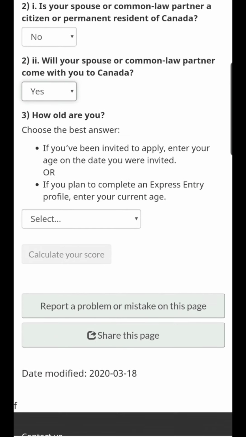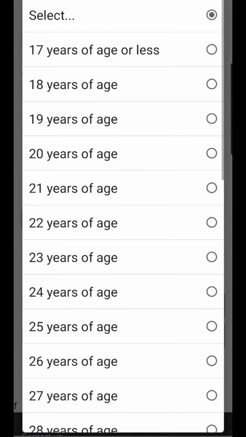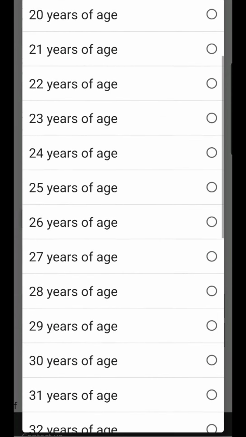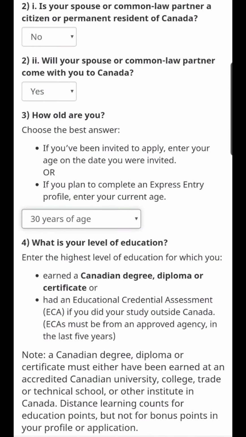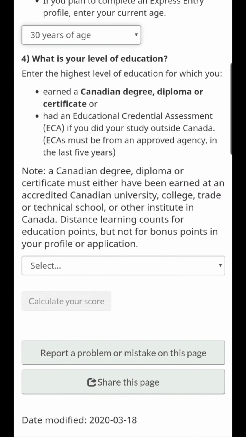The third question is, how old are you? This is for age. You can select your age. I will select 30 years of age. Fourth question, what is your level of education?